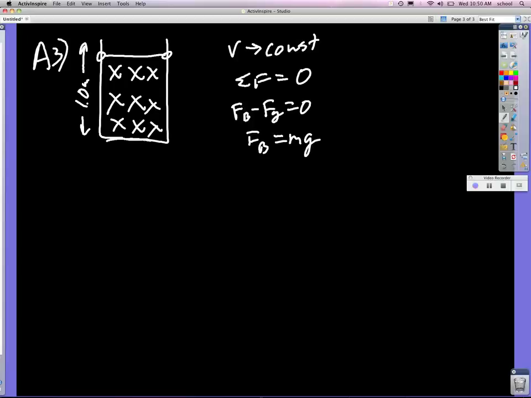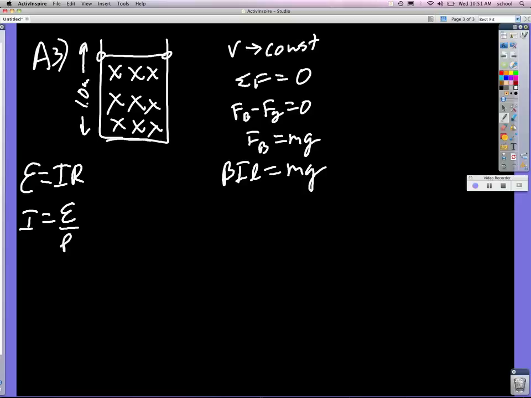Now, here's where EMF comes into play, right? And what is EMF? EMF is equal to negative, well, I'm not going to worry about the negative, delta phi over delta t. It is the change in the flux over the change in time. And let's take a look at that. Flux is B times A. Does the B change as it falls? No, it doesn't, right? So B is the same. And so it's going to be B delta A over delta T.